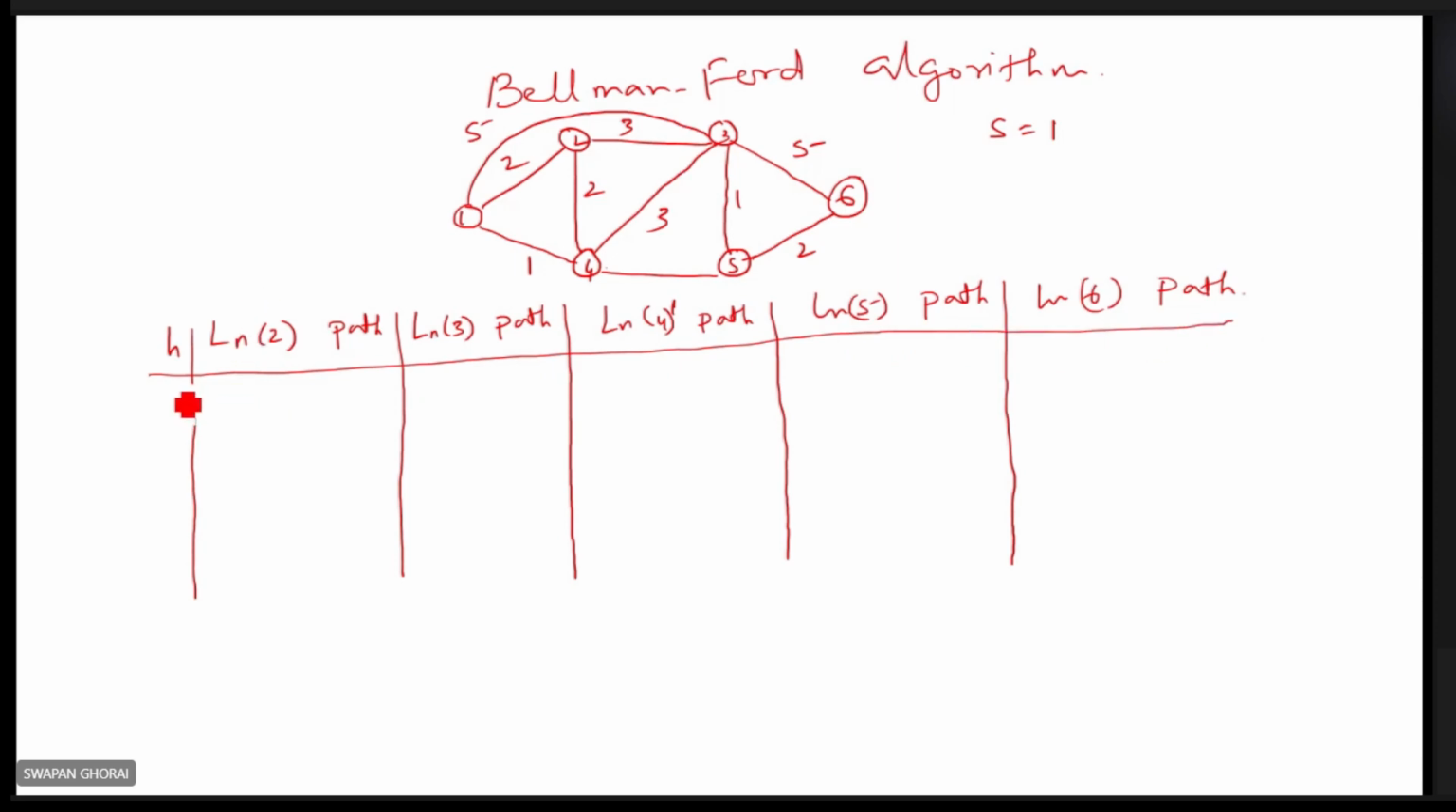And so when hop is 0, that means 1 to 1, everyone will be infinity. 1 to 2 will be infinity. 1 to 3 will be infinity. 1 to 4 will be infinity. 1 to 5 will be infinity. 1 to 6 will be infinity. No hop is present. No hop is there. Right.